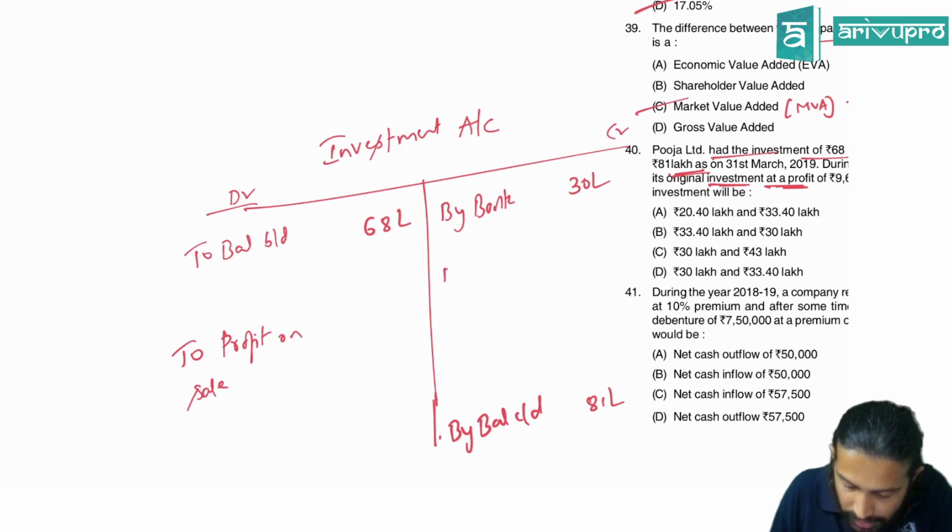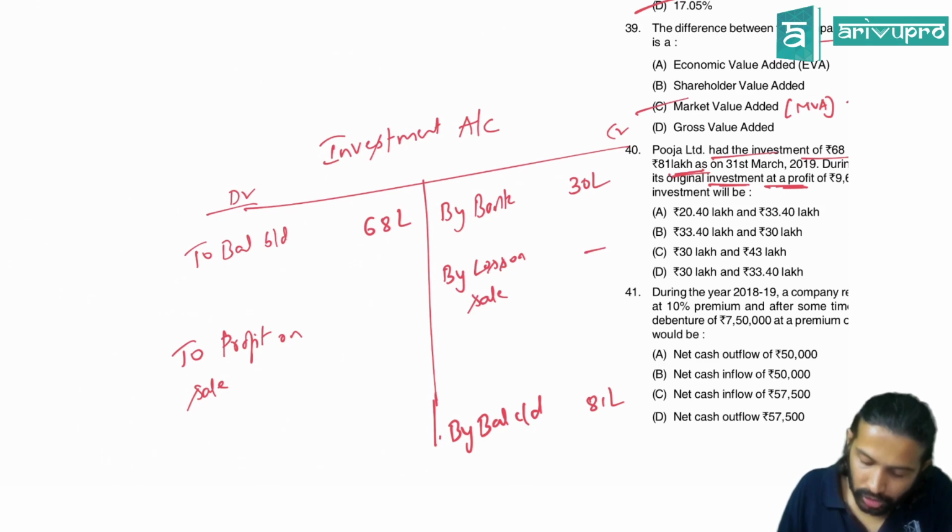If it is a loss on sale, it will come here, by loss on sale. Loss and profit both will be transferred to P&L. Here it is not a loss on sale, so I'm leaving it blank. Here we made a profit on sale. How much is the profit on sale?